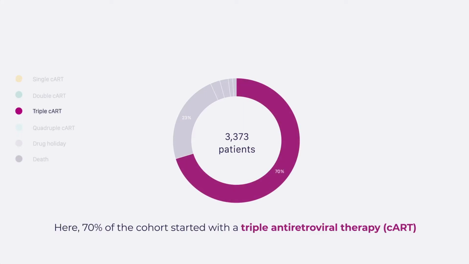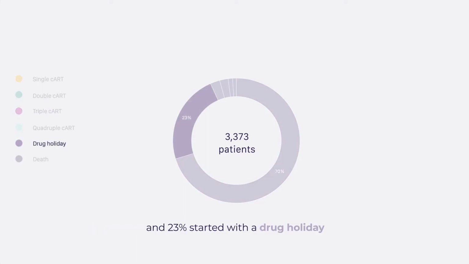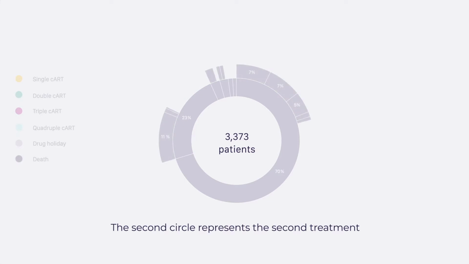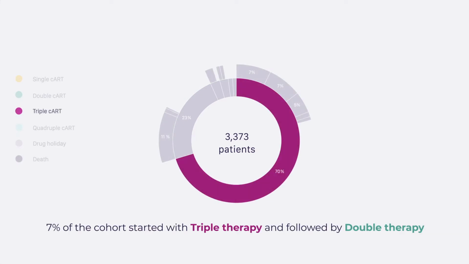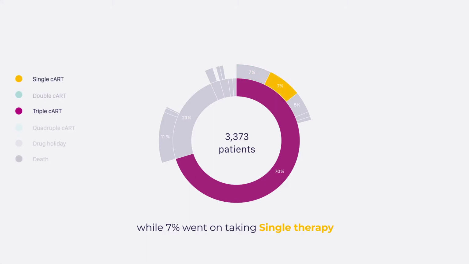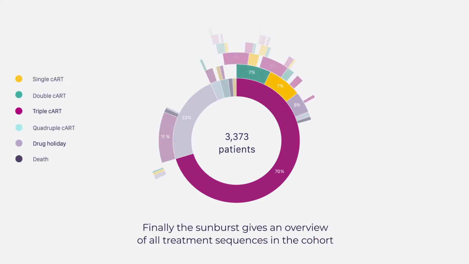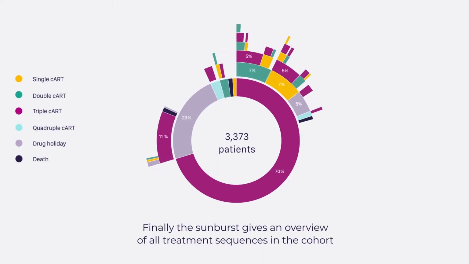Here, 70% of the cohort started with a triple antiretroviral therapy and 23% started with a drug holiday. The second circle represents the second treatment. 7% of the cohort started with triple therapy followed by double therapy, while 7% went on taking single therapy and 5% took a drug holiday. Finally, the sunburst gives an overview of all treatment sequences in the cohort.